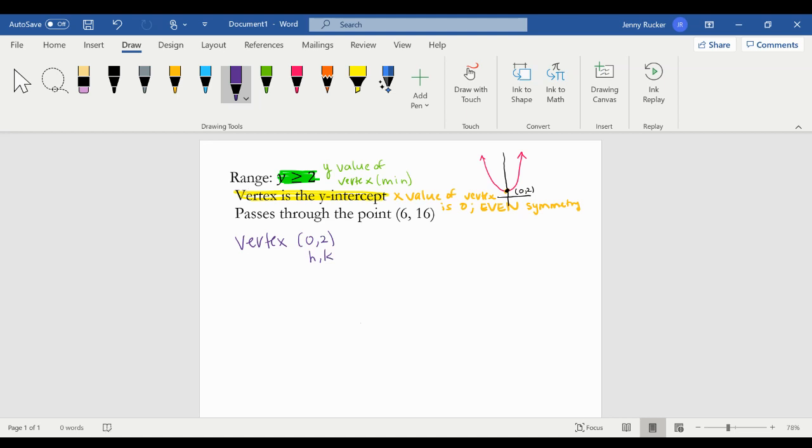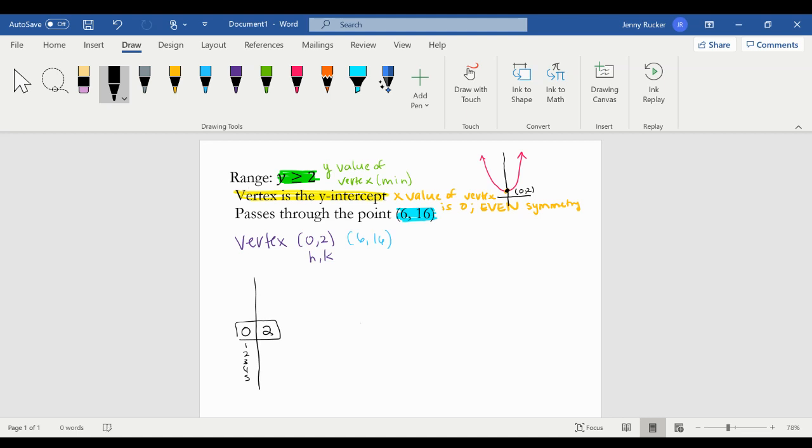So now we just need to figure out a way to find a. We know that it passes through the point 6, 16. Now we can use this piece of information in the same way as far as recognizing the symmetry, but we can look at it graphically or in the table or in the equation. So if we have the point 6, 16 on our parabola, if we're looking at this in the table, we know that 0, 2 is the vertex.